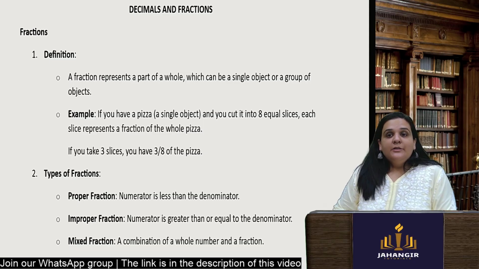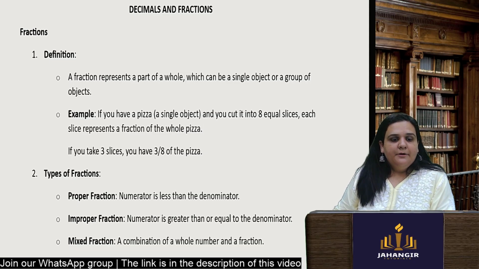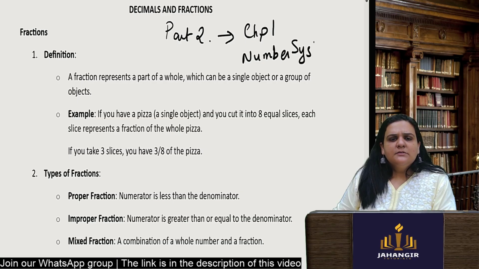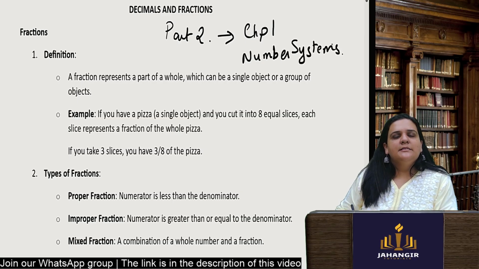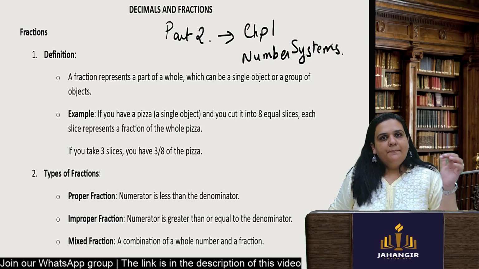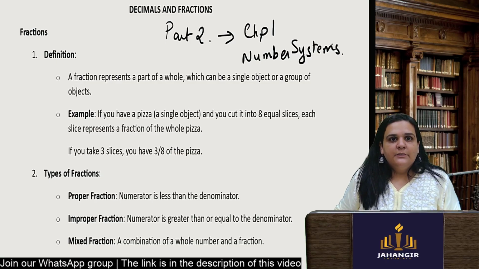Now we are going to start with part 2 of our number systems chapter, quantitative aptitude. Part 2, chapter 1, number systems. This is one very easy part, decimals and fractions: how to convert a decimal into a fraction and a fraction into a decimal. Not very difficult. I have made this a separate topic. It is easy also, and a few MCQs we will solve in this as well.